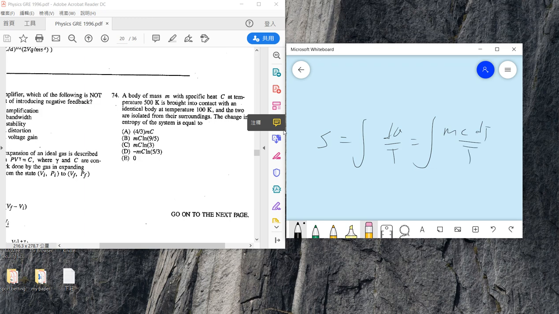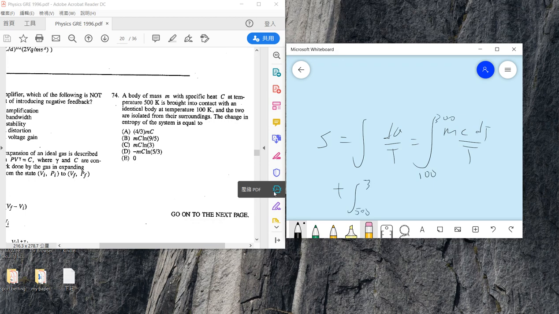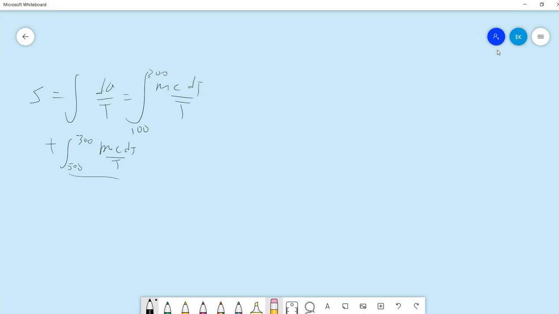Okay, so you go from what? T1 is 500, and T2 is 100. Basically you bring the two into contact, so the result will be 300: 100 plus 500 divided by 2 because they are identical objects. So you go from 100 to 300, and then you also go from 500 to 300, with mc dT over T. So this is the total, the first one plus the second one.